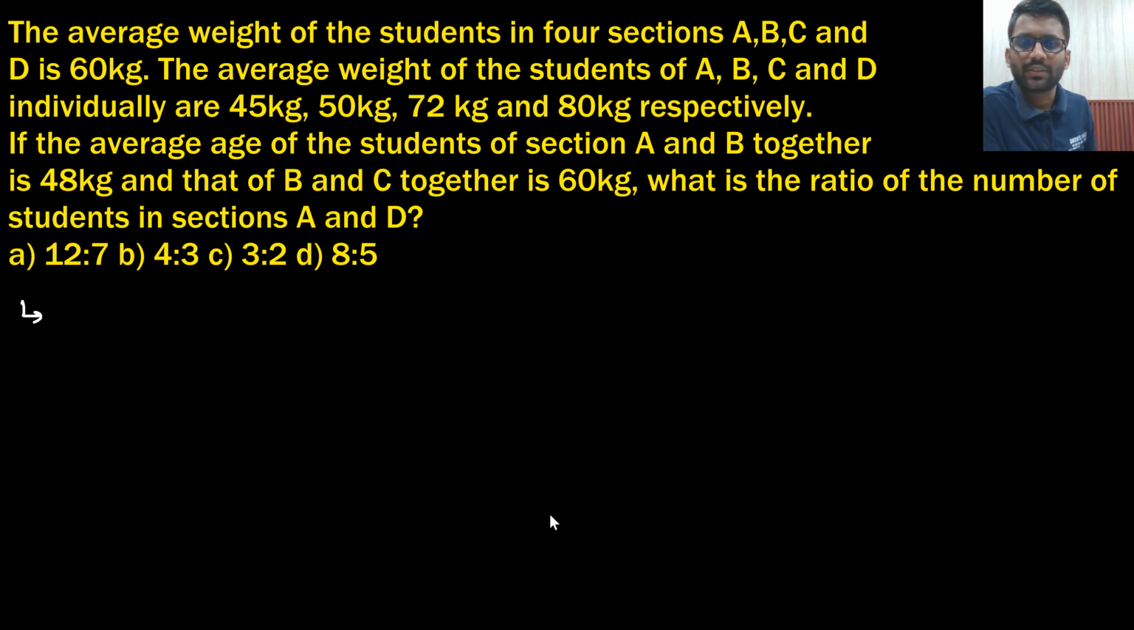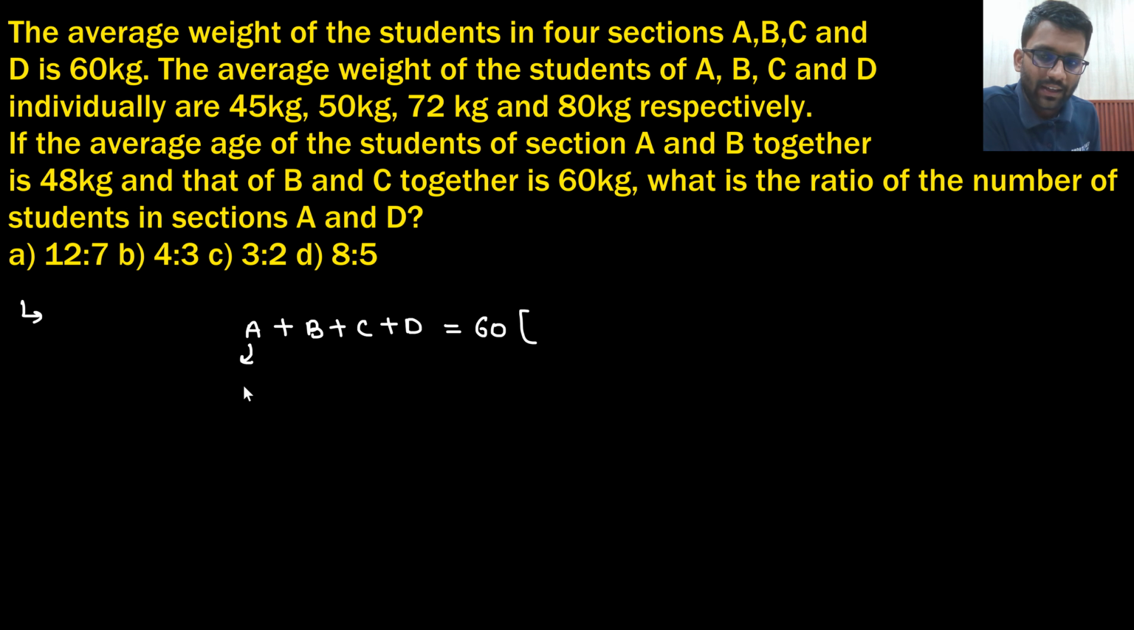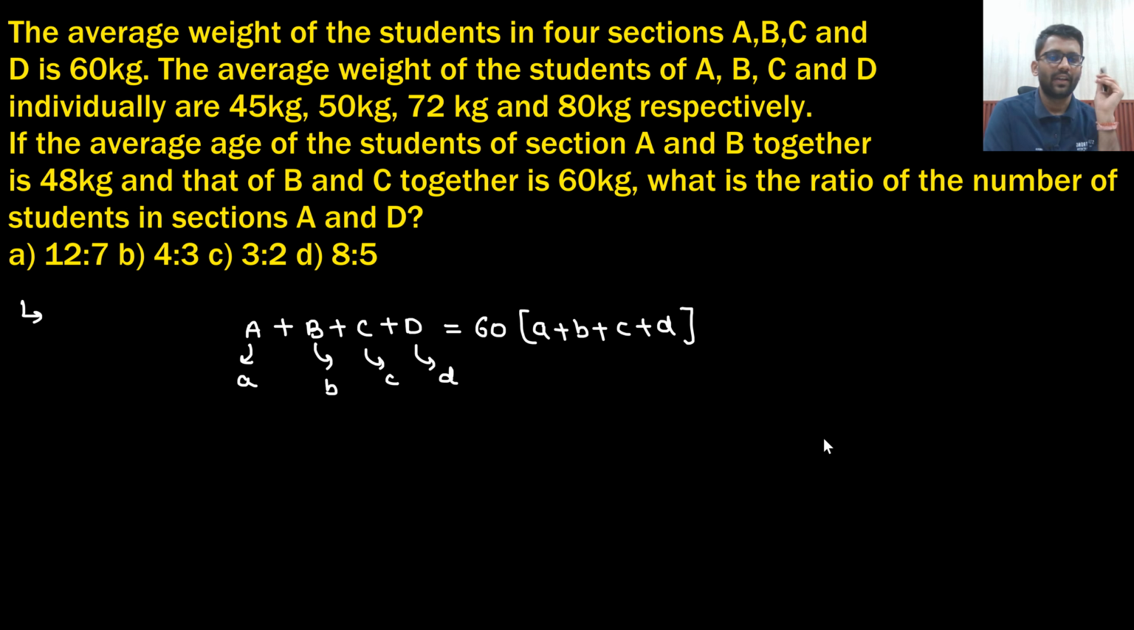The average weight of the students in four sections A, B, C, D is 60 kg. So the average weight is 60 kg. Let's say this is the total weight. That means in class A there are A students, in class B there are B students, in class C there are C students, and in class D there are D students. So what will be the total weight? 60 into (A plus B plus C plus D). Do you agree to this point? In class A there were A students, in B there were B students, in C there were C students, and in D there were D students, right?